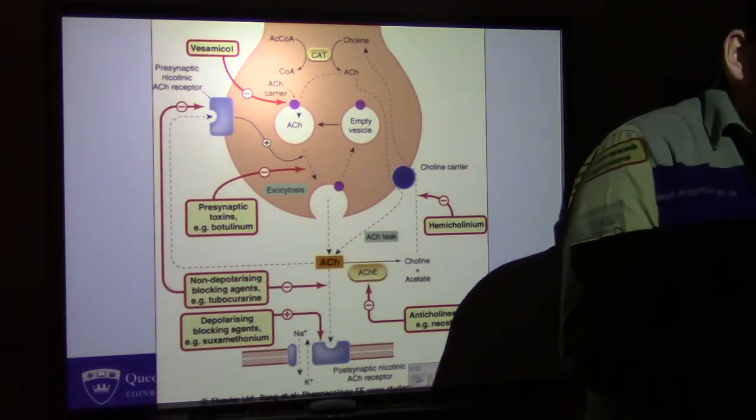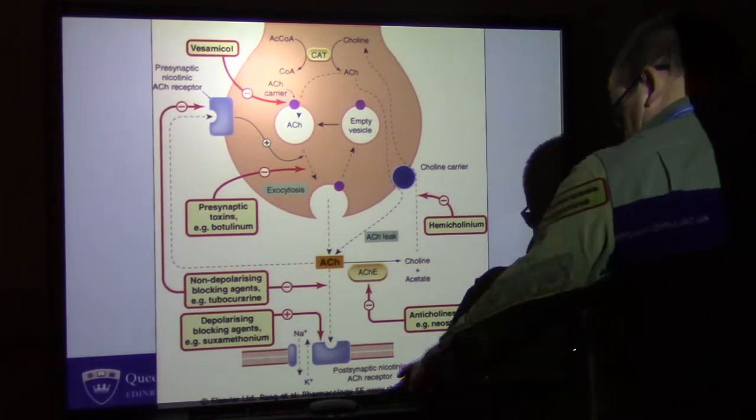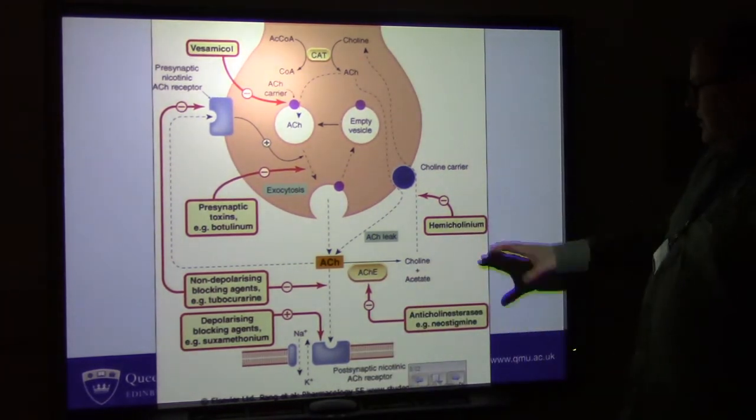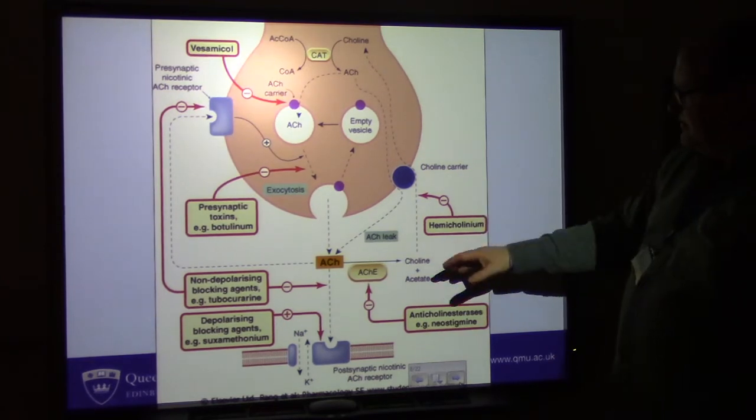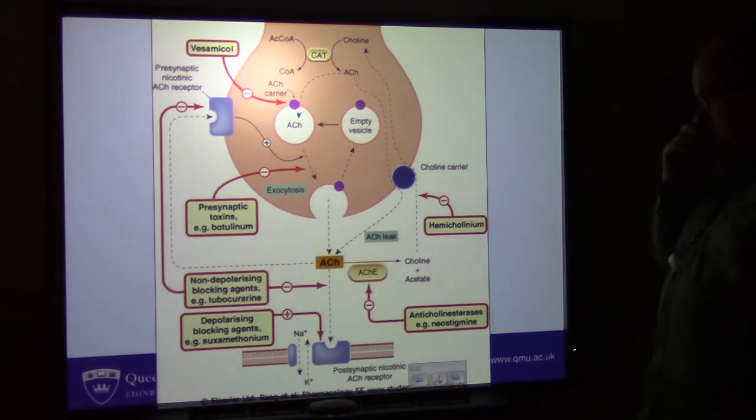What we've got up here in this diagram, though, is, if you look at it, it's basically a generic synapse with acetylcholine in it. And the acetylcholine is being released, and as the acetylcholine is released, it goes across and works on the postsynaptic nicotinic receptor, which is down here. What this shows you is there are various things that can upset that.